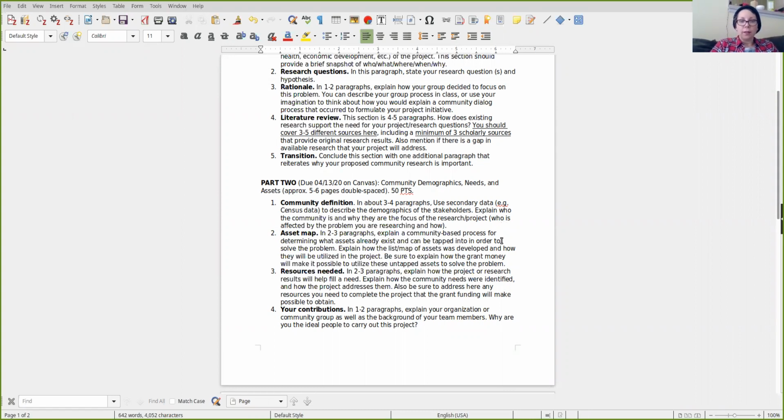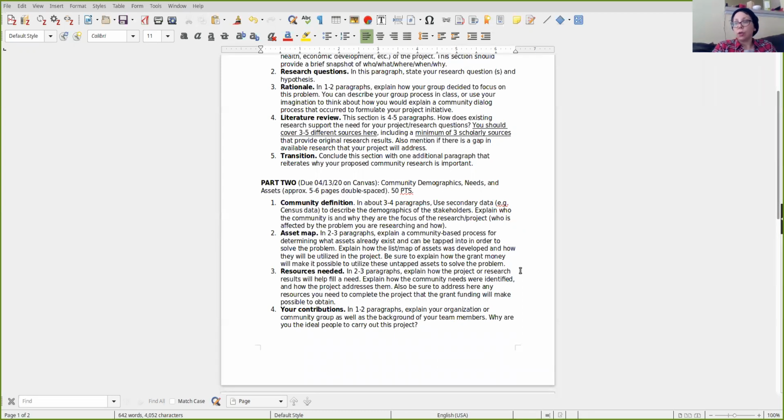So part 2 is going to open up with your community definition. And this is where you're going to use that piece of secondary data. This whole section of the grant proposal is about describing, using data, the problem that you're trying to address. So remember, in part 1, all you really did was introduce your research issue, state your research questions, and provide a short literature review, demonstrating that the questions you're asking come out of a familiarity with the scientific literature.